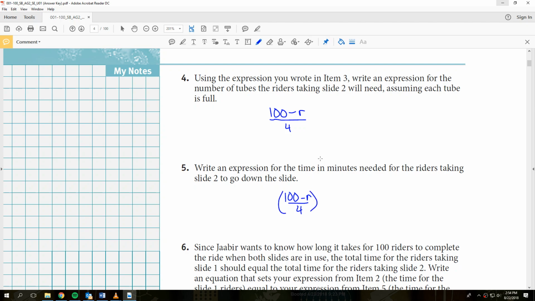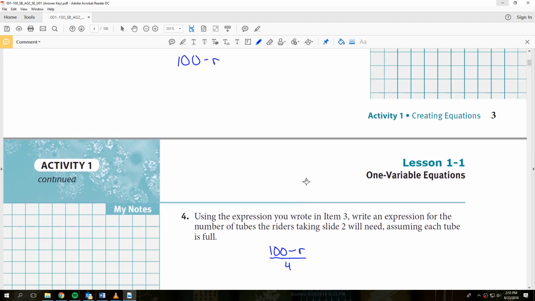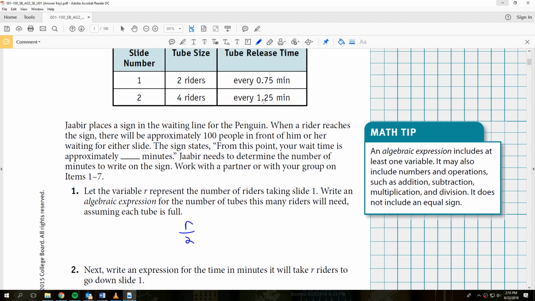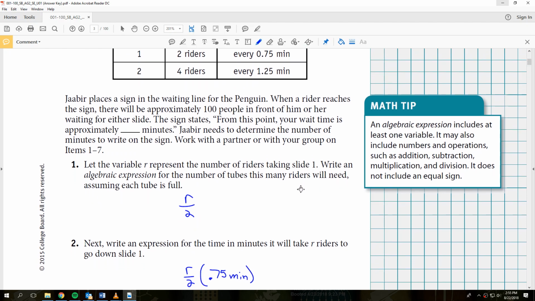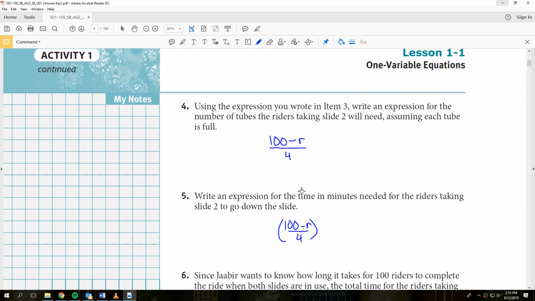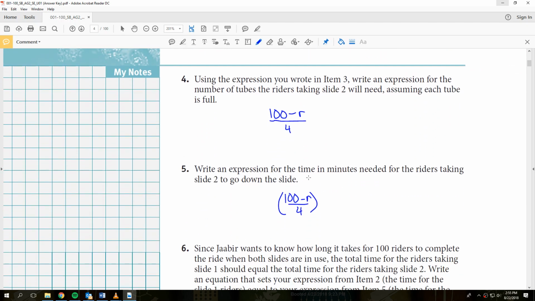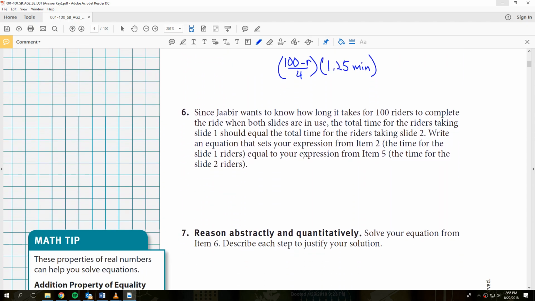I'll put that in parentheses, because we're going to multiply it now by how long it takes for each tube. And if we scroll up, we see here that it takes 1.25 minutes, or a minute and 15 seconds, for each one of these to go down the slide. So we'll say times 1.25 minutes. And that's how long it's going to take. All right, so let's keep going here.